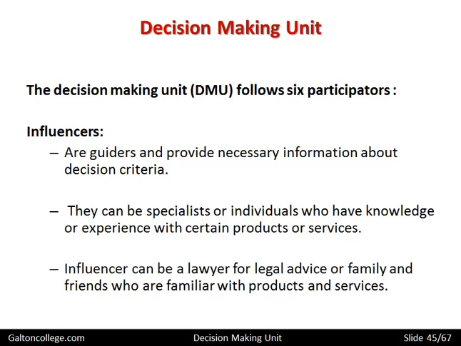There could be a lawyer or a solicitor, as they say in the UK, for legal advice, or family and friends who are familiar with products and services. So an influencer could be a lawyer, somebody who perhaps doesn't know the product that well, but understands the contractual implications of buying the product or getting involved with the product. Or it could be just family and friends. Depending on the nature of the product, family and friends could be used as influencers.